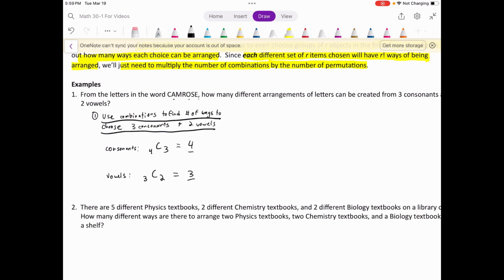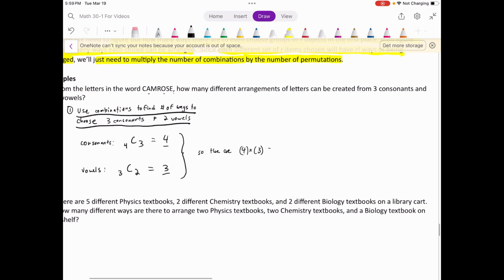So be careful, we're not done yet, right? How many ways then are there to choose 3 consonants and choose 2 vowels? Well, 4 ways to choose the consonants, and for each of those, there's 3 ways we could match them up with some vowels. So overall, there are 4 times 3 ways to choose the consonants and the vowels, right? In other words, 12 ways to choose 3 consonants and 2 vowels.